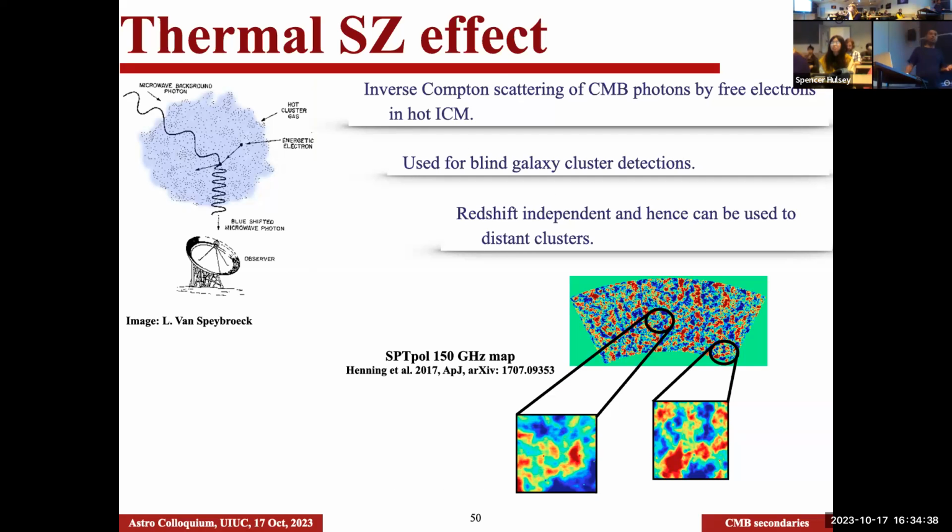One nice thing about thermal SZ and why it is important is that this signal is independent of redshift. Meaning, if you want to detect clusters at redshift 2 or 3, this is the only way that we can detect them. Because when we're looking at optical surveys or X-ray surveys, flux obviously drops as a function of redshift. But since the SZ signal is independent of redshift, we can actually measure very, very distant clusters from CMB surveys.